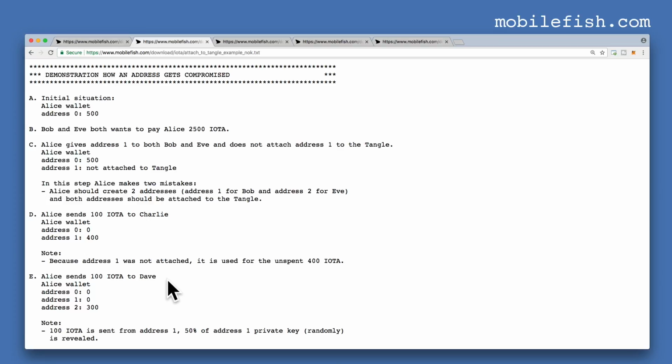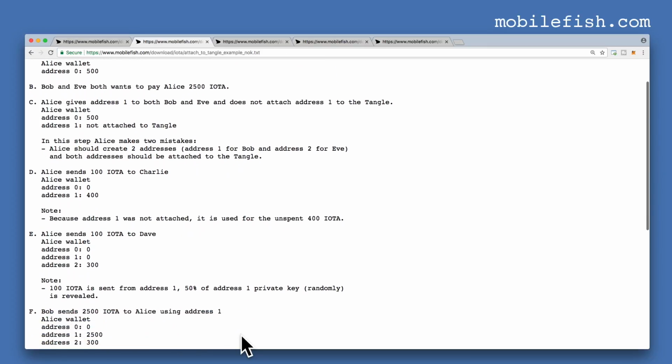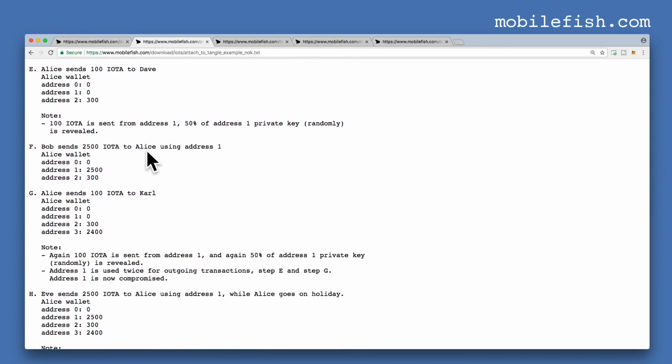Now Alice sends 100 IOTA to Dave. 100 IOTA is sent from address 1. 50% of address 1 private key is revealed. Now Bob sends 2500 IOTAs to Alice using address 1. As you can see over here, address 1 has 2500 IOTAs.